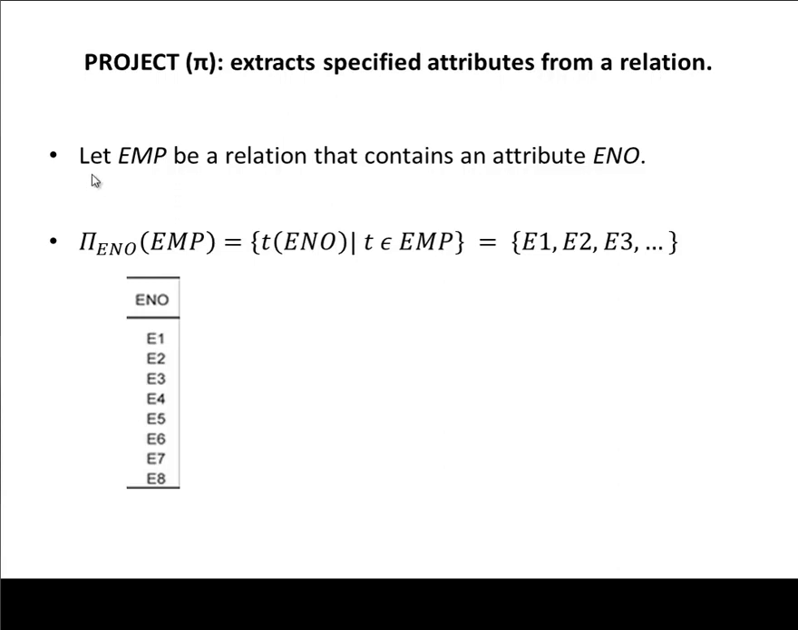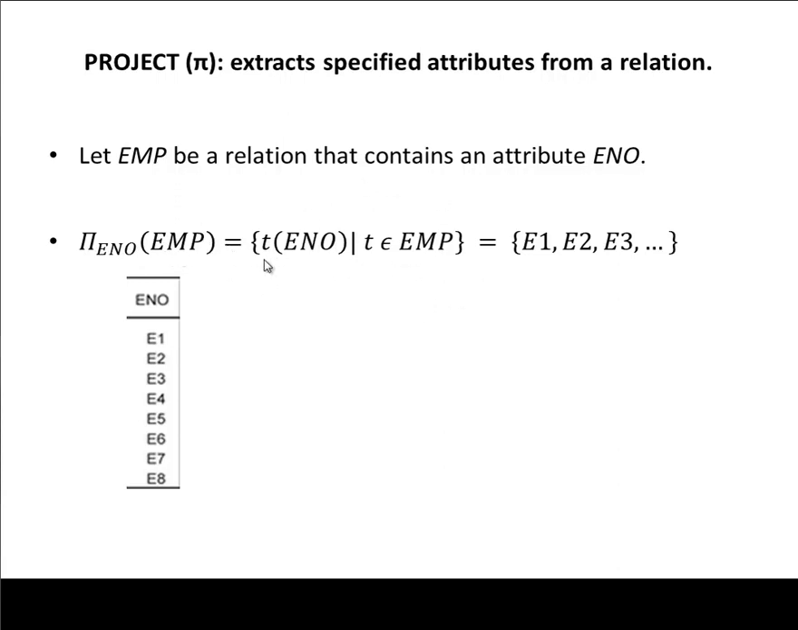So in any event, we let EMP be a relation that contains an attribute ENO, employee number. So we want to project from the employee relation. Notice how we put the relation name inside the parentheses. This operator is on the outside. And here's our restriction, ENO. And what we're doing is we're selecting the column or attribute ENO from the employee relation.